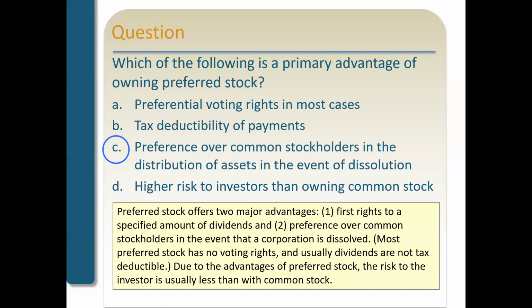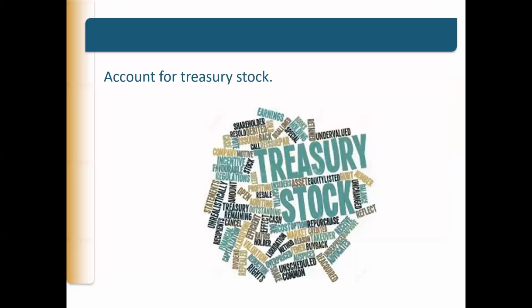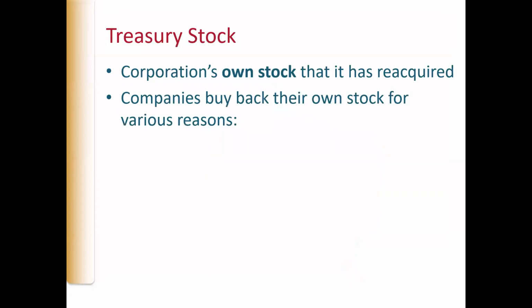So, preference over common stockholders in the distribution of assets in the event of dissolution. Okay. Now we're going to talk about treasury stock. The corporation's own stock, it's reacquired.